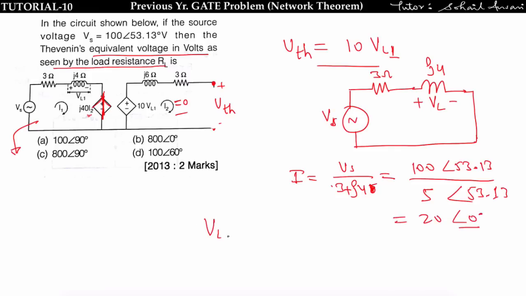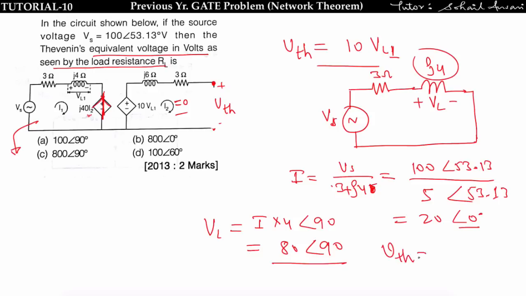Now the voltage VL1 is equal to I into the reactance, that is I into j4, that is 20 multiplied by 4 at an angle of 90, which means 80 at an angle of 90. So VTH is equal to 10 VL1, that is equal to 800 at an angle of 90. So option C.